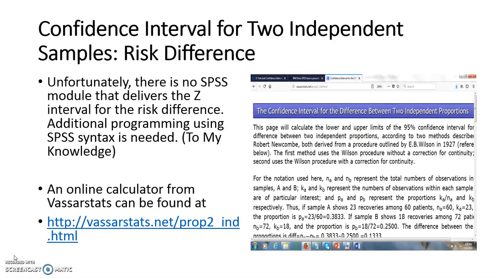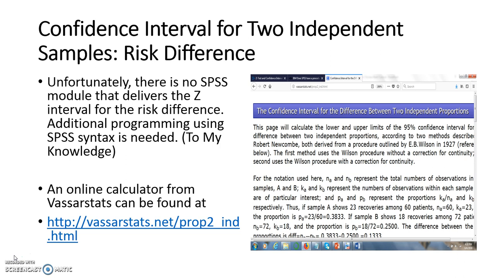So even though we have the formula for the risk difference confidence interval, unfortunately, there's no SPSS module that delivers the interval for the risk difference. And we have to use some programming using SPSS syntax. But that's beyond the scope of our introductory course.